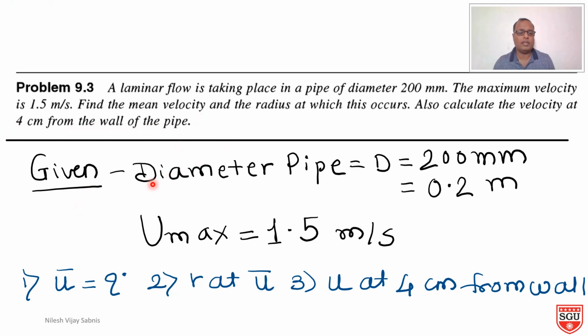What are the given things? Diameter of pipe is given 200 mm, which is nothing but 0.2 meter. Umax, that is maximum velocity, is 1.5 meter per second. We want to find out average velocity, radius at average velocity, and velocity at 4 centimeter from the wall. Let's see one by one.